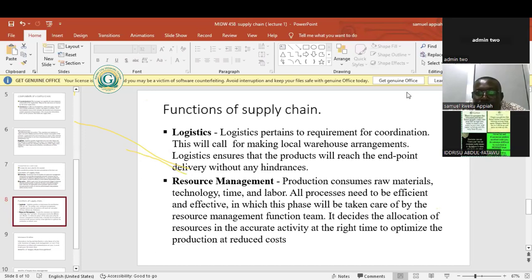Who can help me with the difference between efficiency and effectiveness?